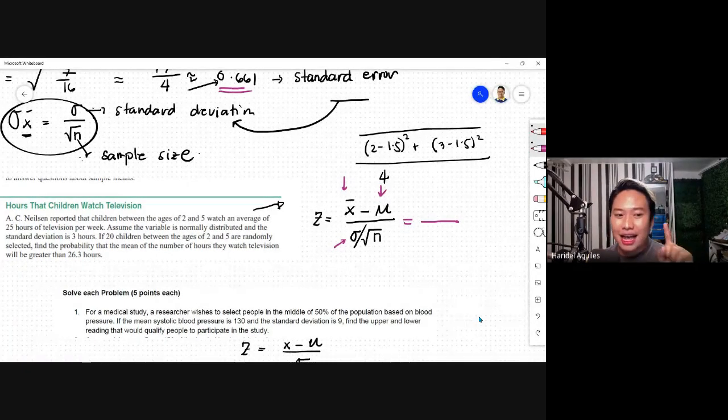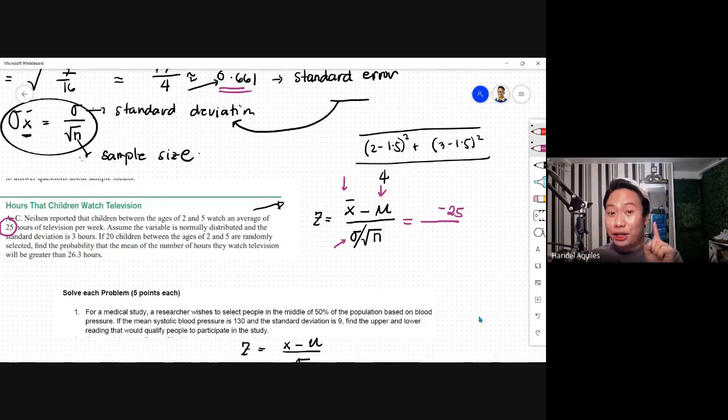You notice that AC Nielsen reported that children between the ages 2 and 5 watch an average of 25 hours of television per week. That is their claim. If I were AC Nielsen, I would say that these children, 2 to 5 years old, have an average of 25 hours watching TV. That means the 25 is the population mean. Got it? The 25 is the population mean.